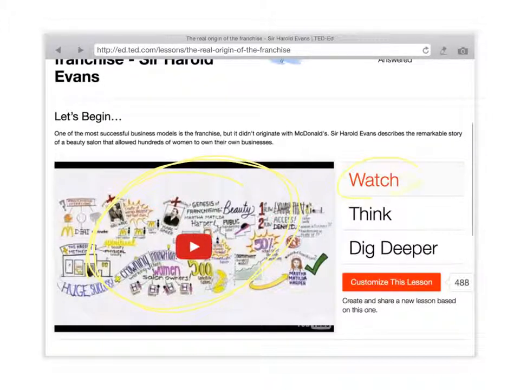But then they have options here. So they're going to watch, and then they can think, and then they can dig deeper, which these areas right here, this is where the questioning would be asked. It could be multiple choice, it could be short answer, it could be a discussion question, whatever it may be. And then this is the beauty part of it, is that I can customize it, like I said, if the questions just weren't quite what I was looking for. So that's just a little example of how you could utilize TED Ed in your classroom or in an online environment.